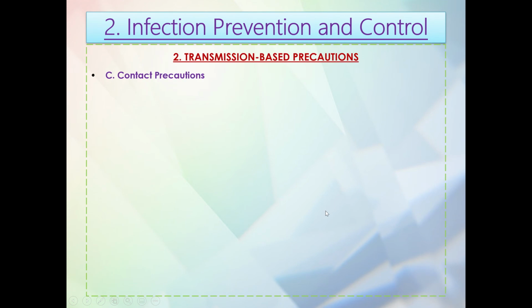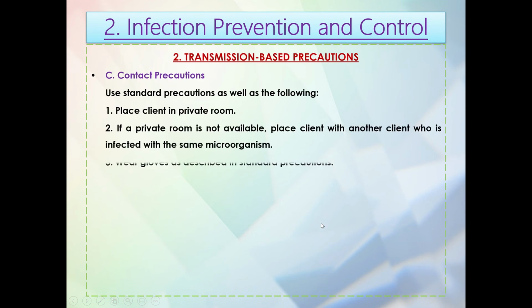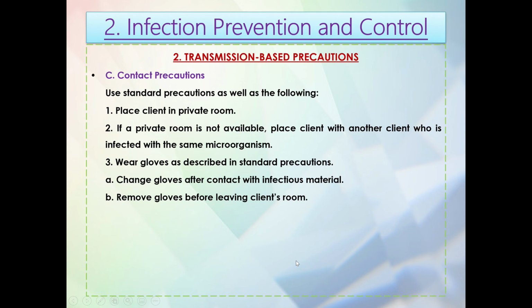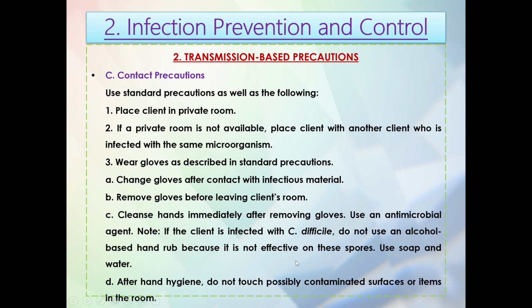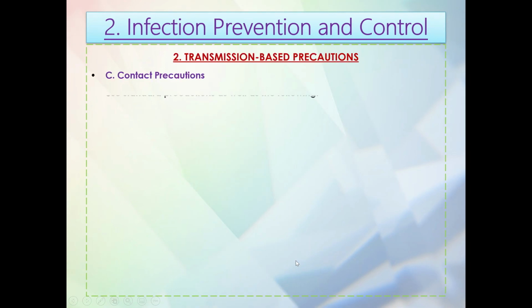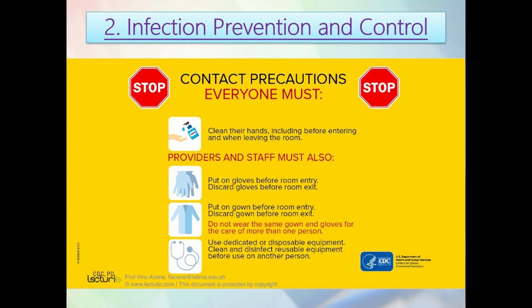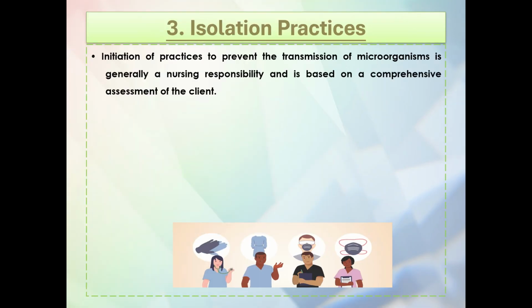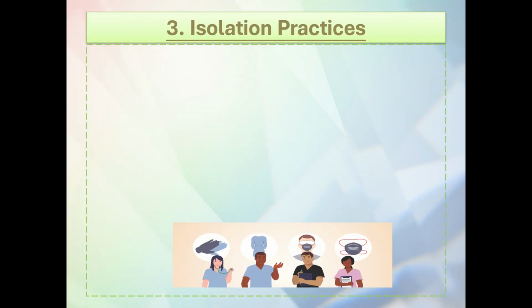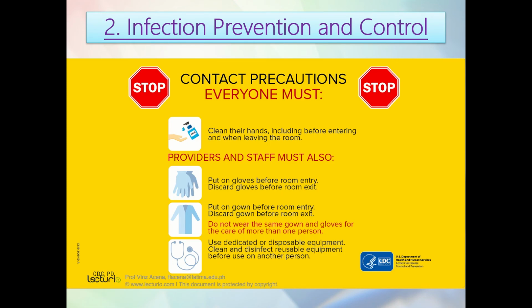And then for contact precautions, so again, please, what are the guidelines or the things that you have to know. Ayan, ito yung for contact precautions. Ito yung dapat mong i-observe if you will be handling patients na pwede kang mahawa ng infection through direct contact. Okay, so ito yung dalawang tier na tinatawag natin for infection prevention and control.